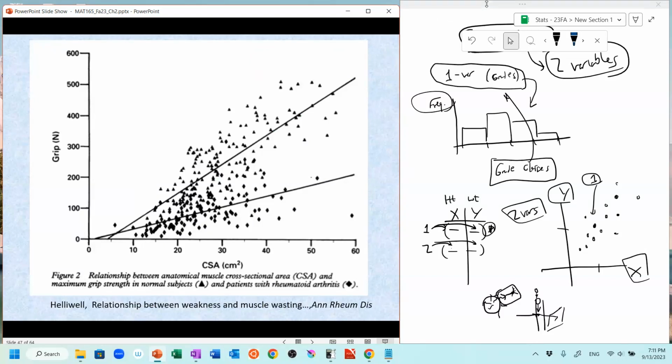Here's an example of a scatter plot that I pulled out of the Stanton Glantz book, or it's really not from the book, it's from a paper in the Annals of Rheumatologic Disease. He analyzes it in the book.